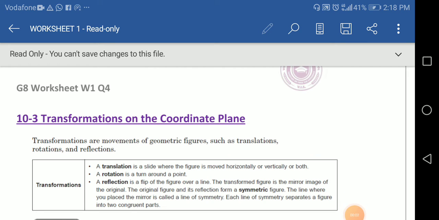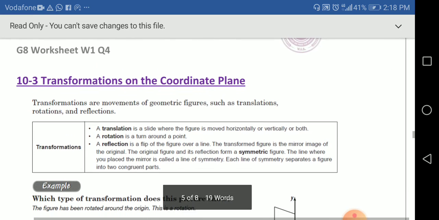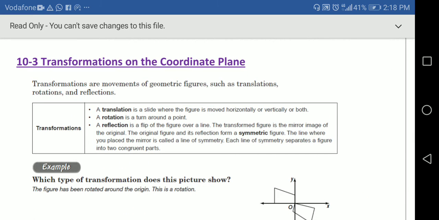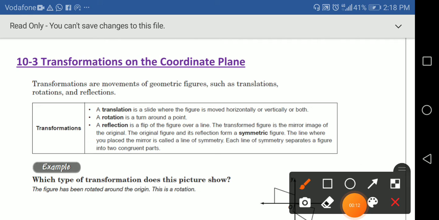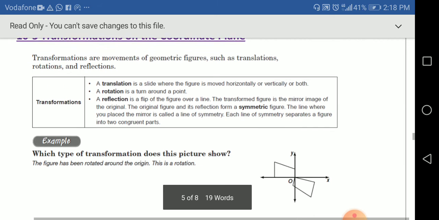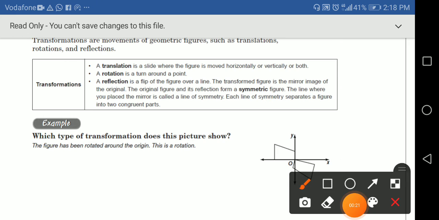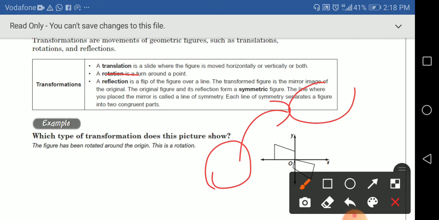I hope you're fine. Today we're going to talk about transformations on the coordinate plane. Remember, we have taken this last year. When I talk about transformation, this means that they are just movements on geometric figures, such as translations, rotations, and reflection. When I talk about translation, this means that I'm going to slide a figure from one place to another place in a vertical or horizontal movement.